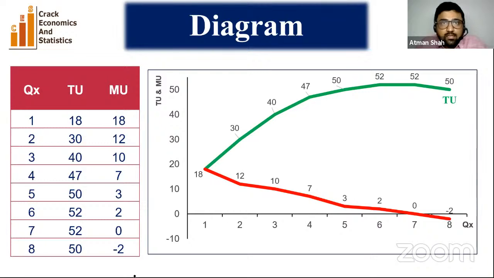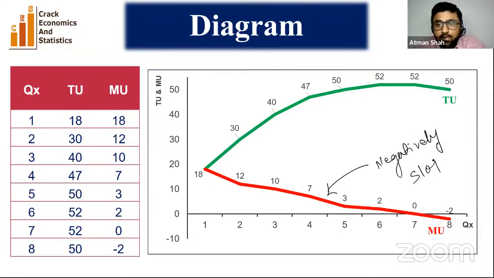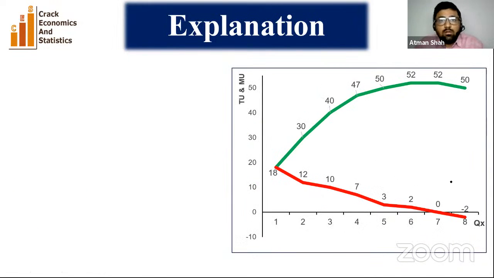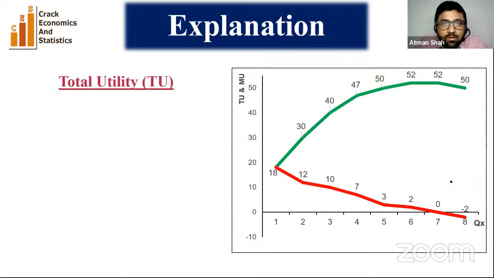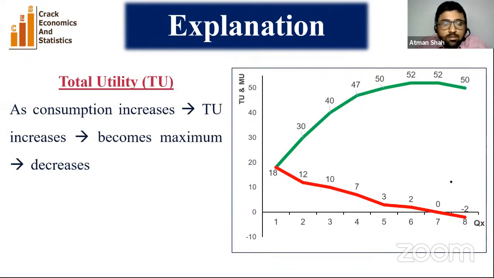So here this green curve is the total utility curve and red curve is the marginal utility curve, which is negatively sloped. You can see this marginal utility curve is negatively sloped. Now let's understand the explanation of this theory and the diagram. Let's talk about the total utility. So as consumption increases, total utility increases.